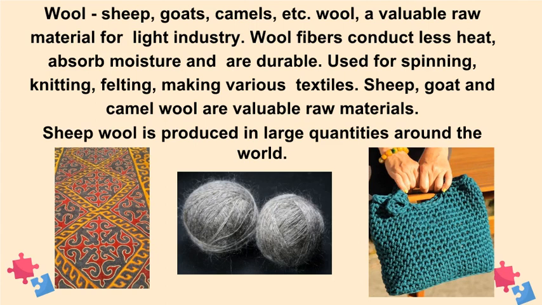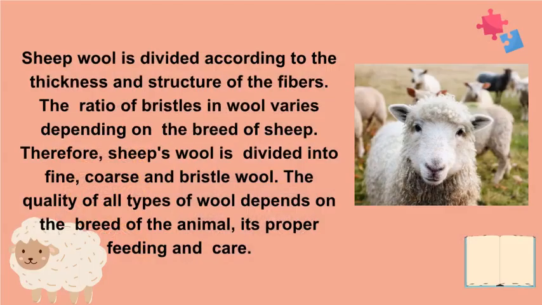Sheep wool is produced in large quantities around the world. Sheep wool is divided according to the thickness and structure of the fibers. The ratio of bristles in wool varies depending on the breed of sheep. Therefore, sheep's wool is divided into fine, coarse and bristle wool. The quality of all types of wool depends on the breed of the animal, its proper feeding and care.